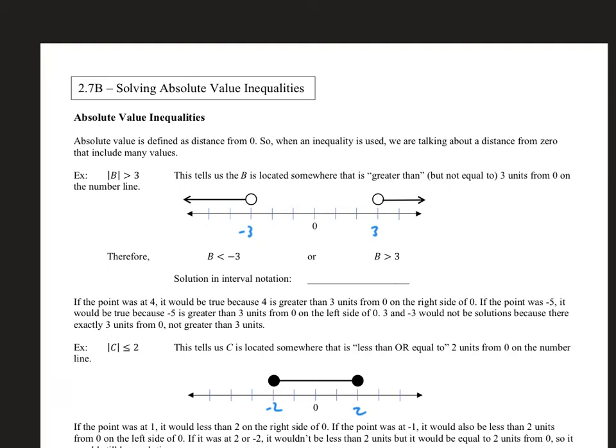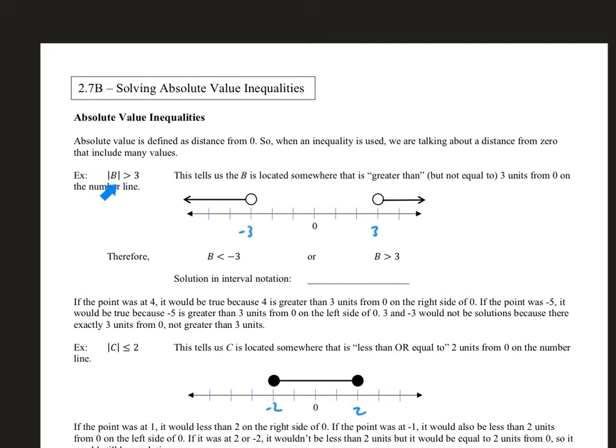Alright guys, so we're going to talk about absolute value inequalities. So we've talked about solving inequalities, we've talked about solving absolute values, so kind of smushing some of those ideas together. So we know the absolute value is defined as a distance from zero, and when we're talking about an inequality, that means that we have many values that could be used as our answers.